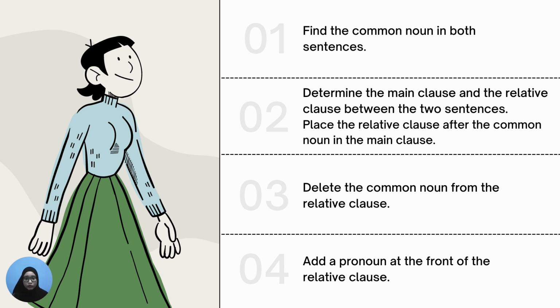The relative clause is a clause which conveys more info which is available in the main clause. So it all depends on context. Once you have determined the main clause and the relative clause, you then have to place the relative clause after the common noun in the main clause. I will show you an example later on. The third step is to delete the common noun from the relative clause. And finally, the fourth step is to add a pronoun at the front of the relative clause.